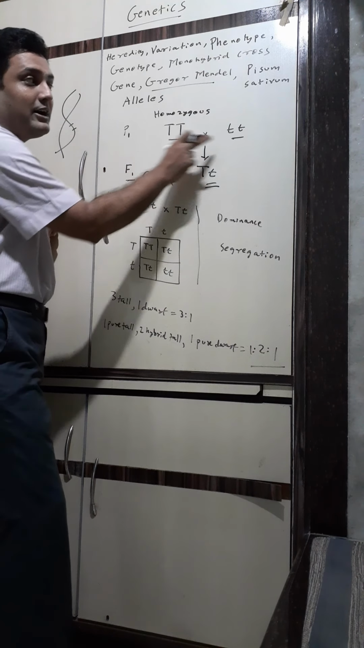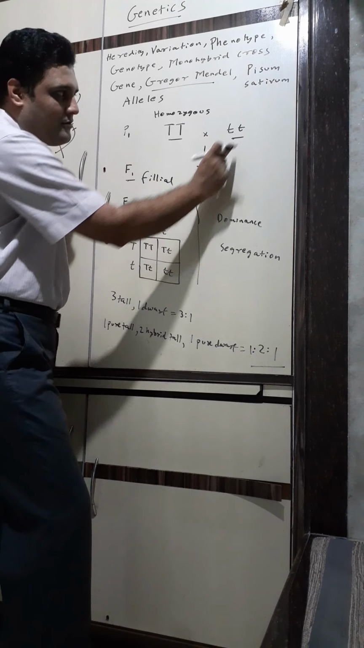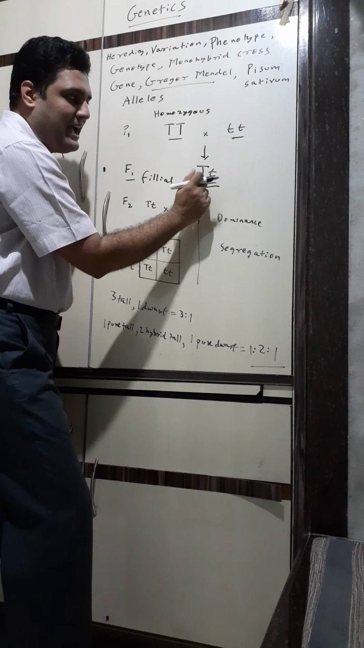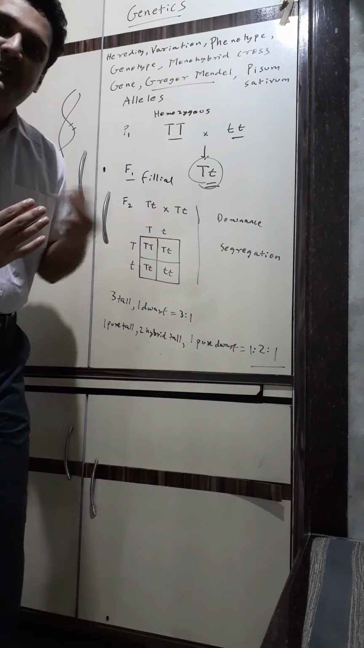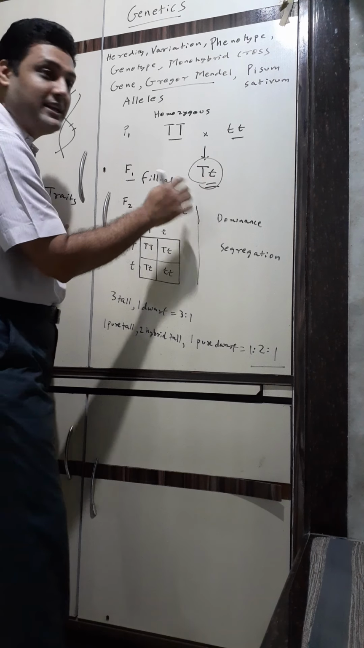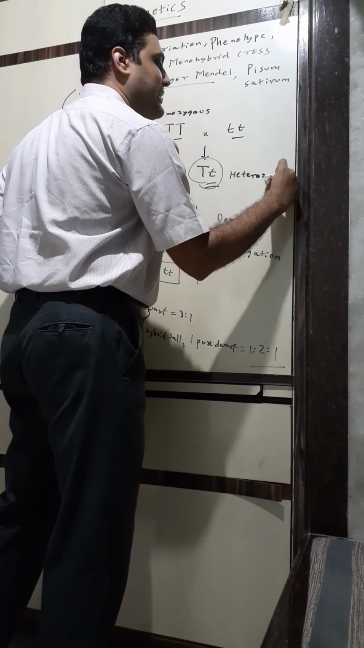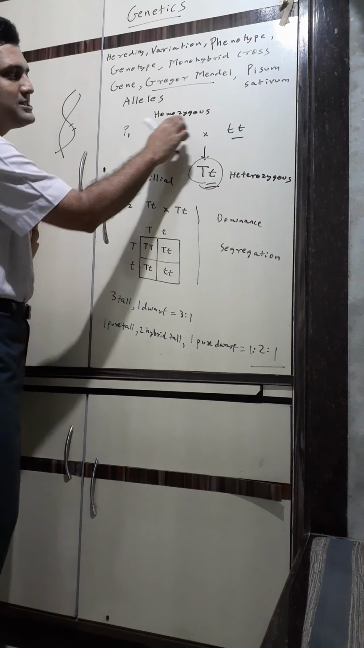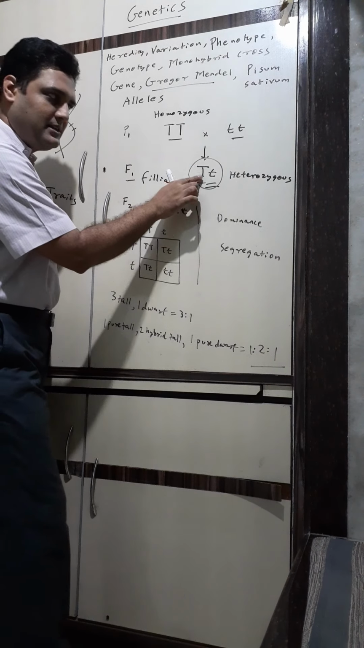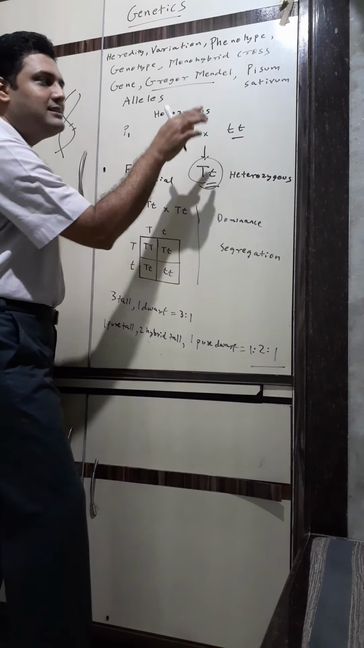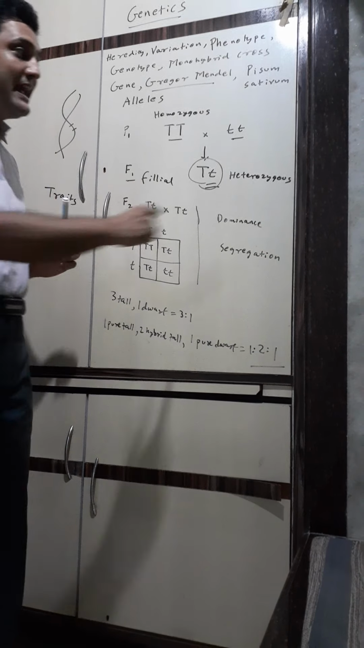Parent one was tall, one was dwarf. So one big T gene from here we take, one small t gene from here we take, and this has two different, dissimilar genes, big T and small t. So this is called heterozygous or hybrid. This is homozygous or pure. The F1 generation has both the genes, big T as well as small t. This has only big T, this has only small t. But the F1 generation has big T as well as small t. So it is called heterozygous.